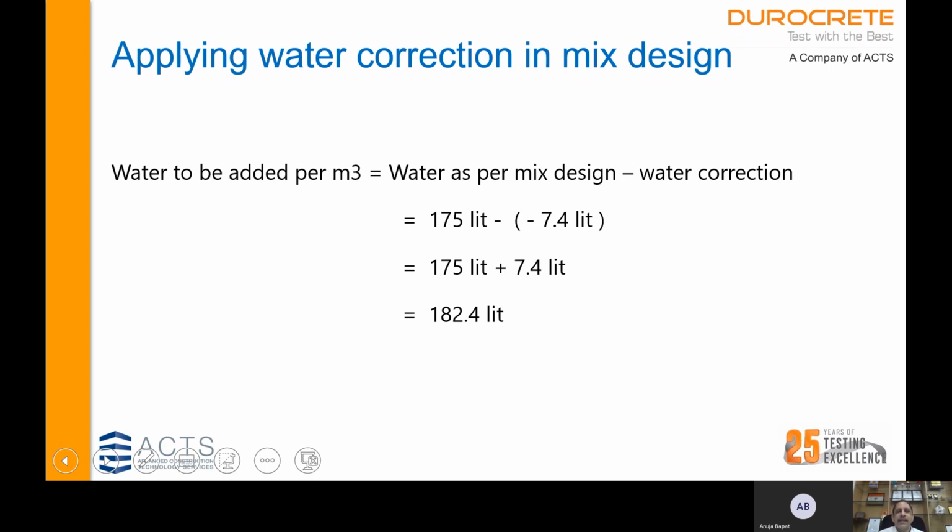So whenever there is a net moisture present in aggregates, we are going to add less water, and when the aggregates are dry, we are going to add extra water to compensate for aggregate absorption.